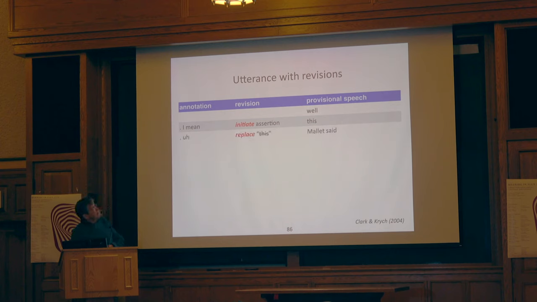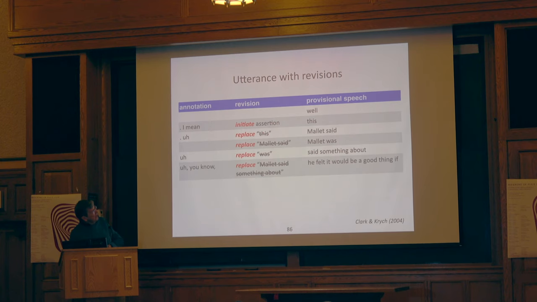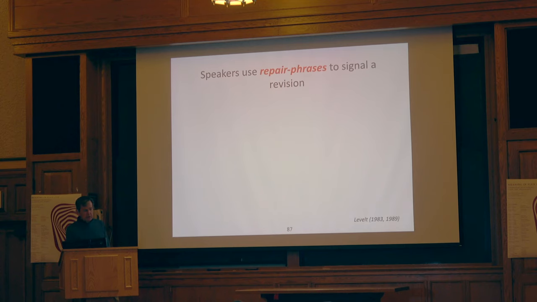But in fact, he immediately replaces this with Mallet said something about, then he replaces Mallet said something about with he felt it would be a good thing if, and then he replaces if with if Oscar went. Now I have a nice utterance here that is all in a single one. These are all over the place in ordinary everyday conversations. This is what I mean by provisional.